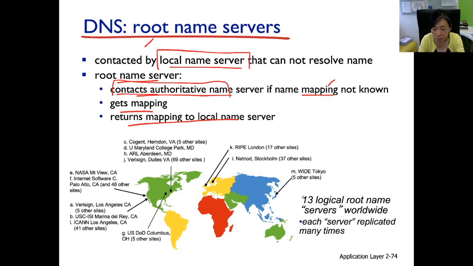And you see here, there are not many root servers. There are 13 logical root name servers. But each root name server now has multiple physical sites. For example, here in Tokyo, there are 5 sites. 37 sites just for the Swedish root server, etc. So there are quite a few in America, but essentially very few of these root name servers.